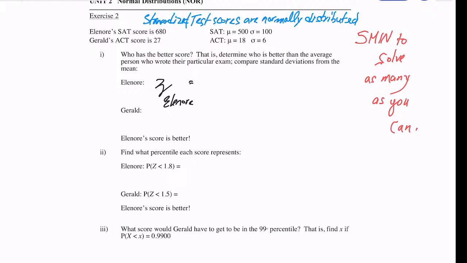Elenore got 680, but she wrote the SAT. So we have to subtract the mean and divide by the standard deviation for that test. Let's enter the values now. When you make the calculation, you find that her score puts her 1.8 standard deviations above the average student.